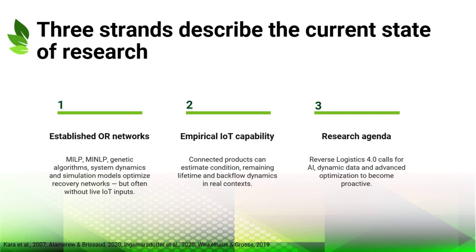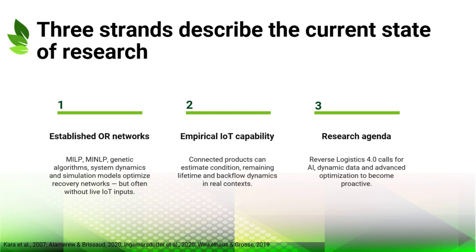The current research landscape can be understood through three strands. The first strand consists of established operations research models for reverse logistics. These include mixed integer programming, nonlinear models, genetic algorithms, system dynamics, and simulation approaches. They provide network design capability, but usually without live IoT inputs.